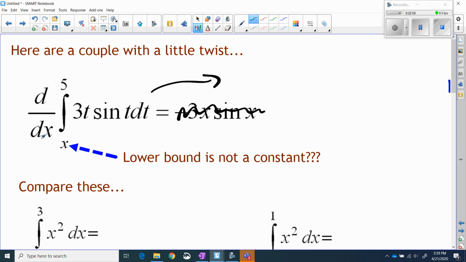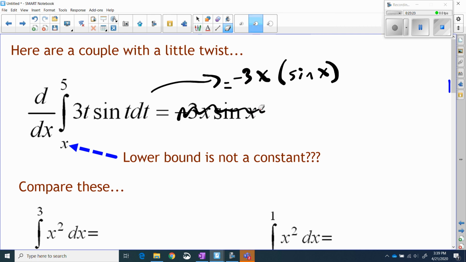So it's derivative. I'm going to do it as if the x were up here, and then I'm just going to switch my answer from positive to negative. So it's going to be 3x sine x. It's just an x there, so I don't need any derivative of that. And because it's in the opposite order, I'm just going to put a negative in front of it. There's my answer.